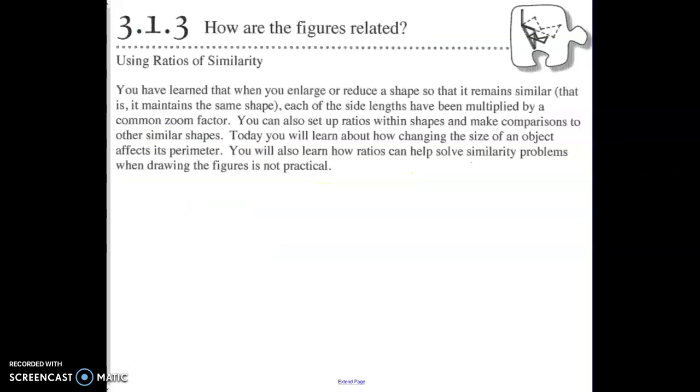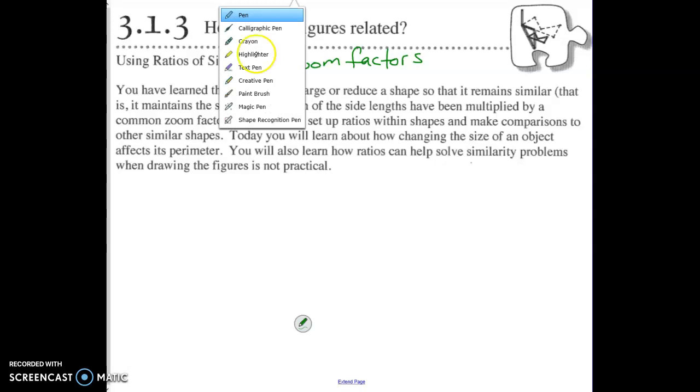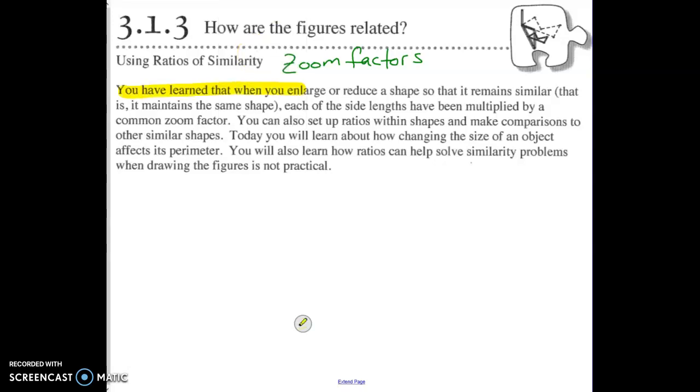So today's notes are about ratios of similarity. Yesterday we referred to them as zoom factors. We're going to learn how to use those a little bit better today. So we've already learned that when you enlarge or reduce a shape so that it remains similar, it maintains the same shape, each of the side lengths have been multiplied by a common zoom factor.